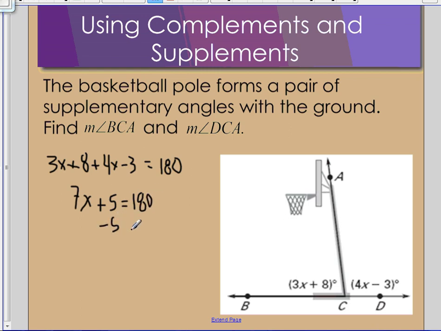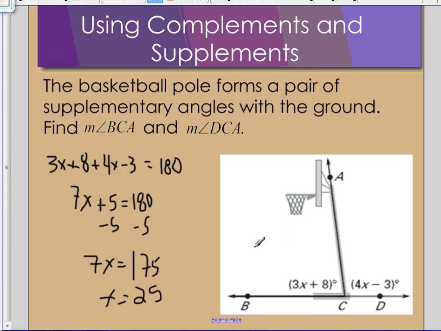Minus 5 from both sides. 7x equals 175. So x is going to equal, after we divide 175 by 7, 25. Alright, now we're not done yet.